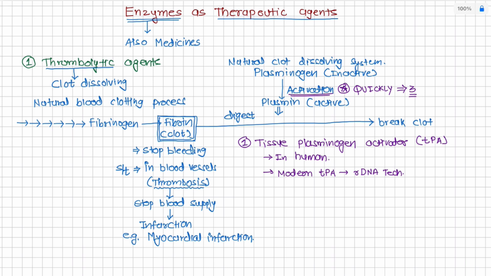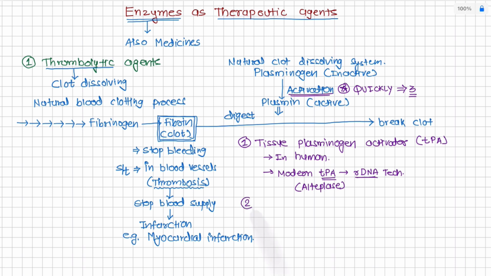Now here is an important clinical consideration. The recombinant form of tissue plasminogen activator is called alteplase. This drug is used to treat heart attack and cerebral thrombosis, that is the blood clot in the brain causing stroke. Alteplase breaks down the clot effectively.